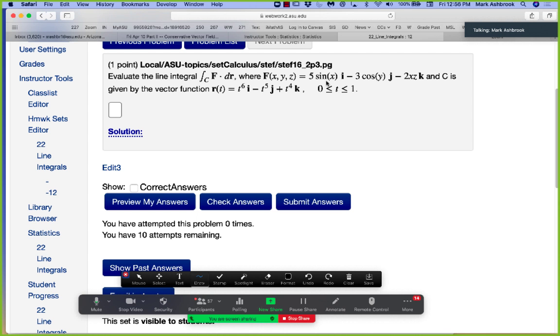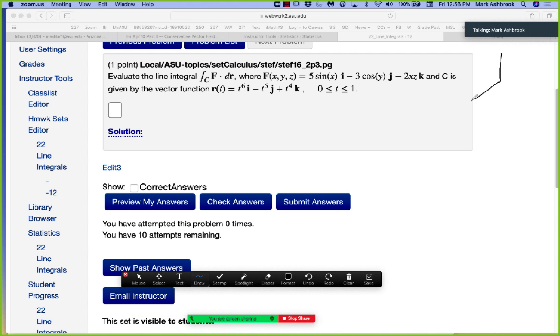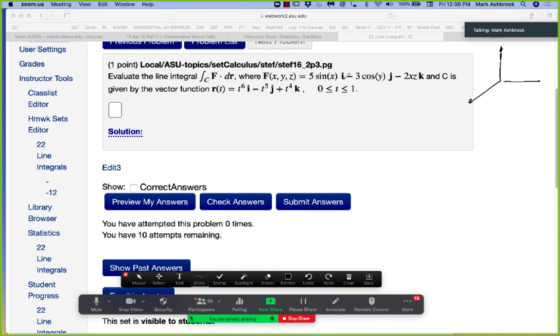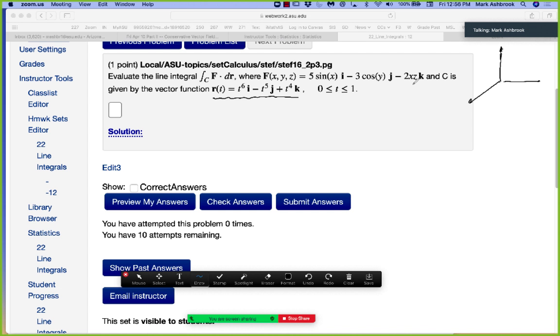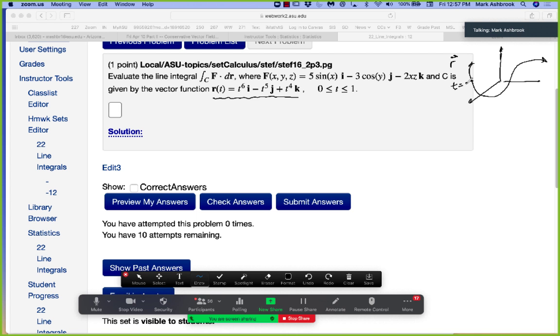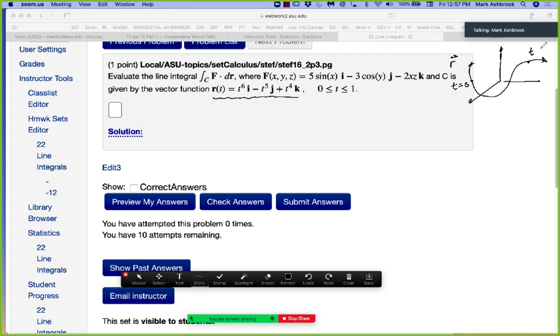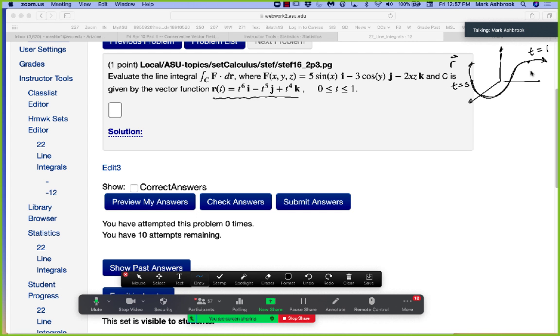All right, so what's going on here is we're asked to find a line integral through a vector field. So we know that vector functions give curves, right? Vector functions give curves. We said it many times. So this is a curve in three-dimensional space, like this. And maybe t equals 0 is here, and t equals 1 is here. And so our path starts at t equals 0 and goes to t equals 1. That's our path C.